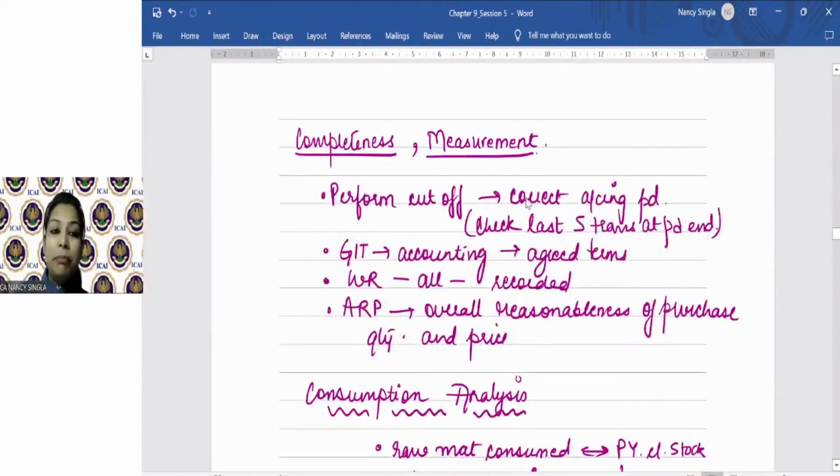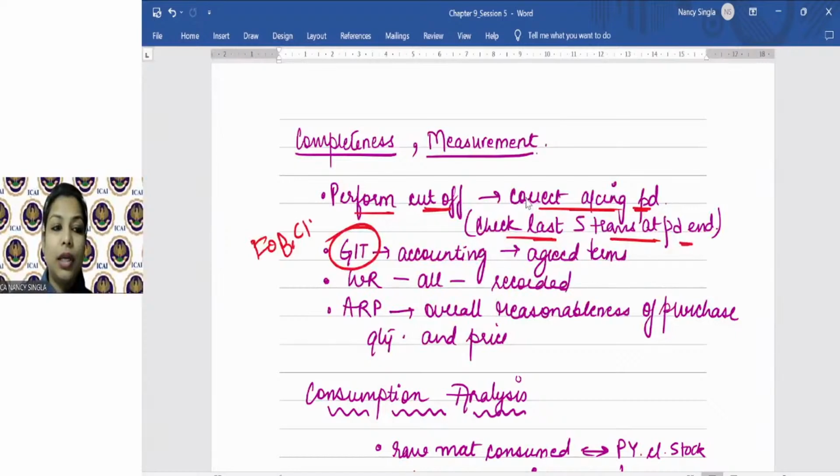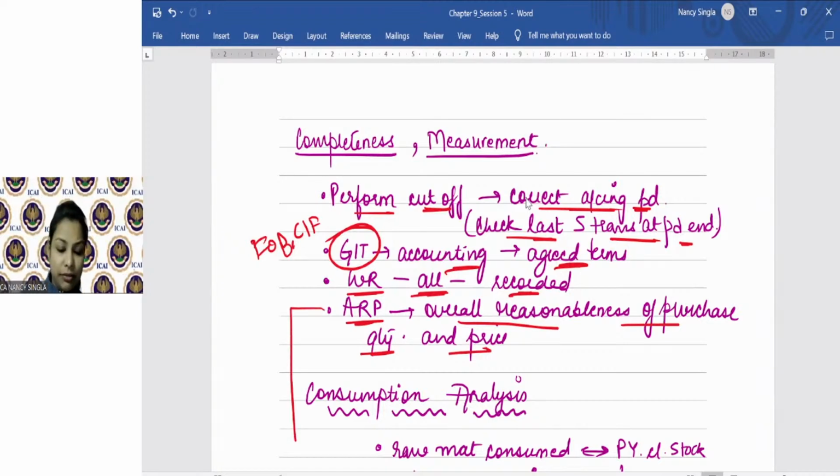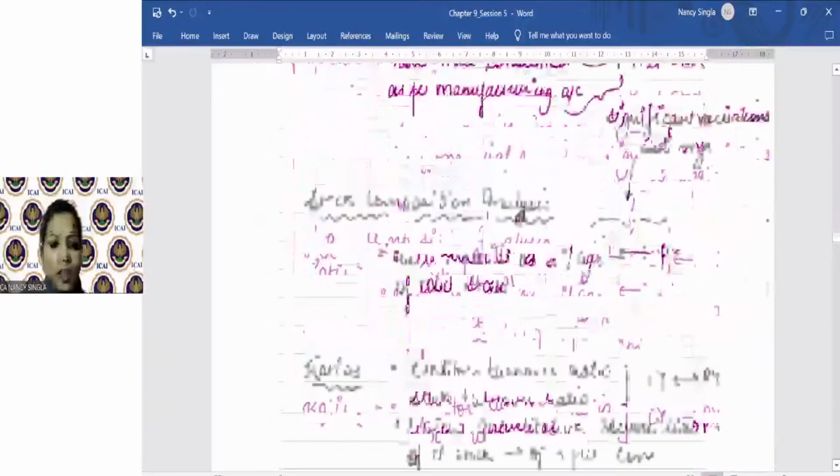Now with respect to completeness and measurement, quickly देखते हैं because ये exactly same है. Perform cutoff procedures, that is correct accounting period में आए हैं नहीं. Check last 5 transaction at the period end. Good in transit किसका है? Again FOB CIF. है ना? Accounting देखो agreed terms के according है नहीं. Obtain written representation that all transaction have been recorded. ARP कर लो. Overall reasonableness of purchase quantity and price. This is something different which we will be covering just now. Wait.